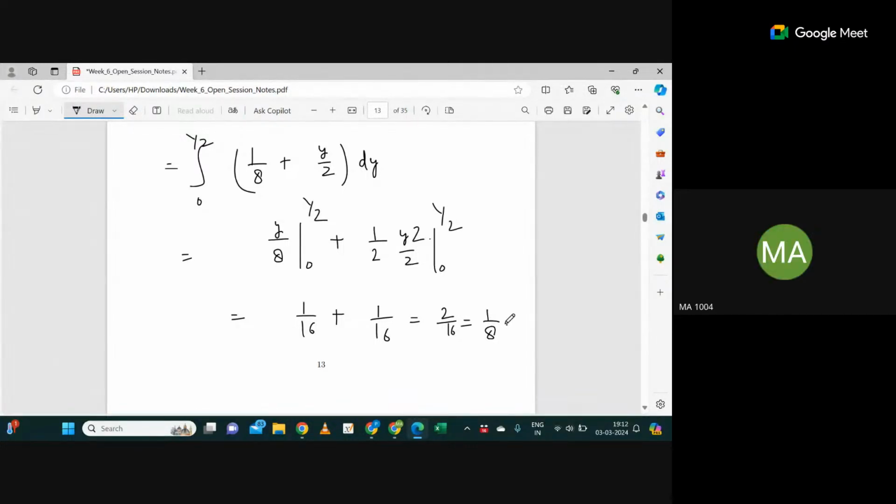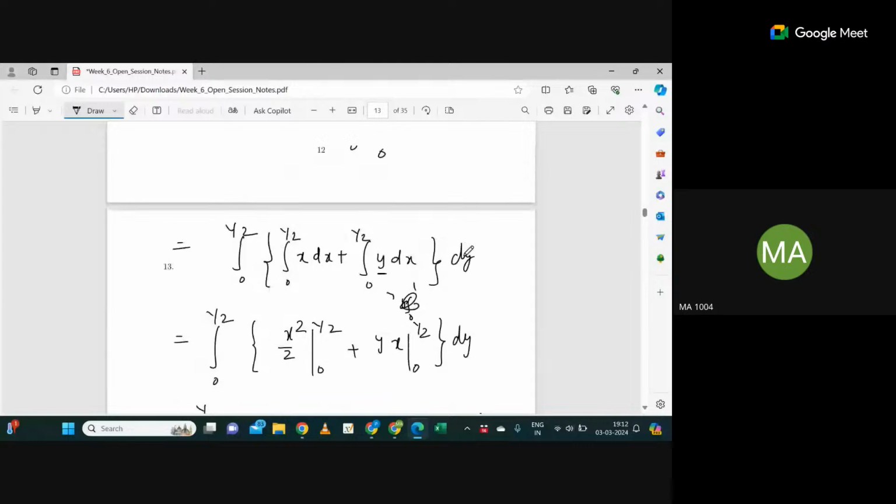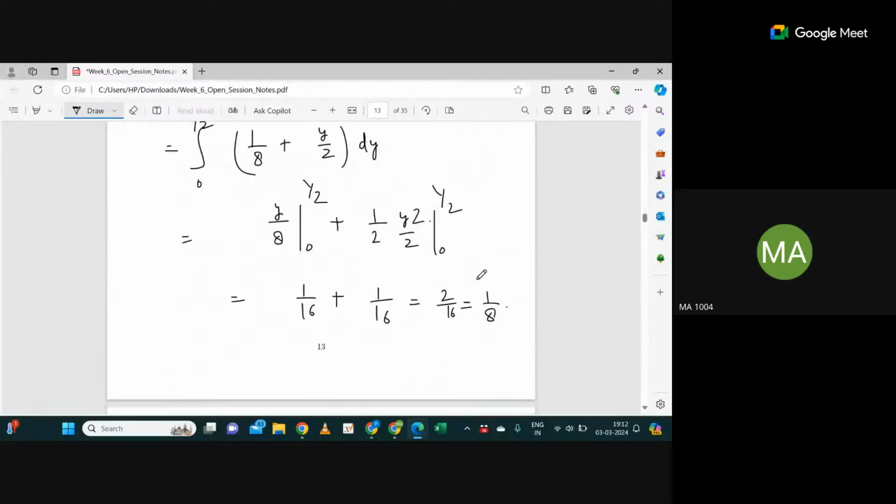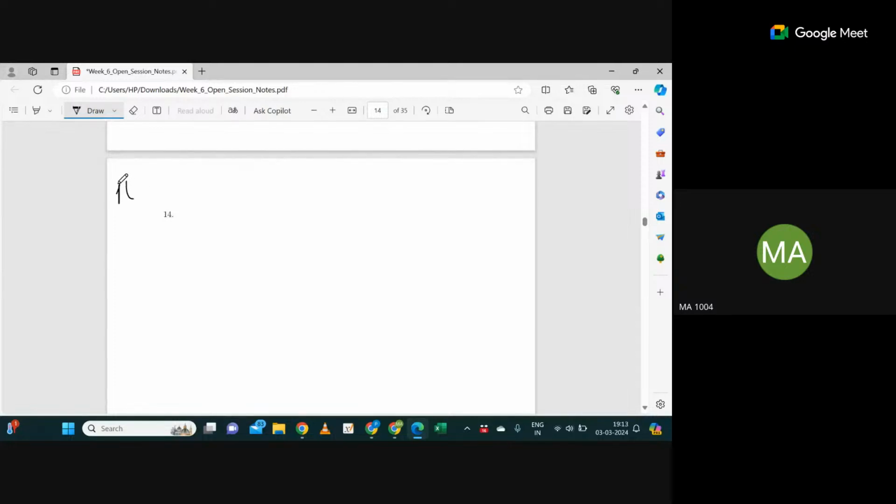How will you proceed for that? Less than or equal to 1. So the question is: probability x plus y less than 1. We have to calculate this, right? We discussed a few minutes before, if a similar case is there, then how to proceed?